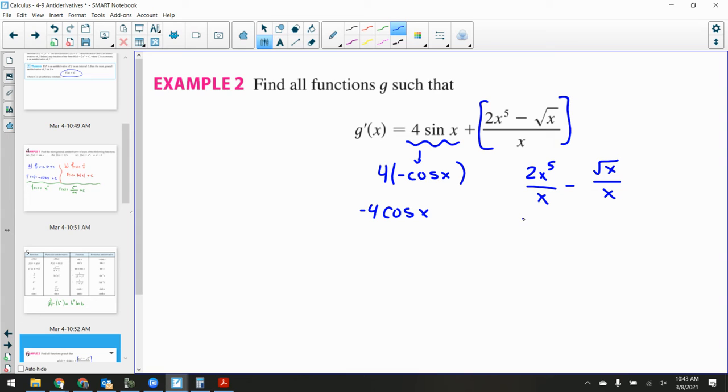So this is going to be 2x to the fourth minus, well, this was x to the 1/2 over x to the first, right? Because the square root of x is 1/2 power. So that's really going to reduce down into 2x to the fourth minus x to the negative 1/2. You follow me there? 1/2 minus 1.